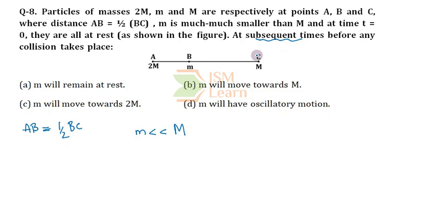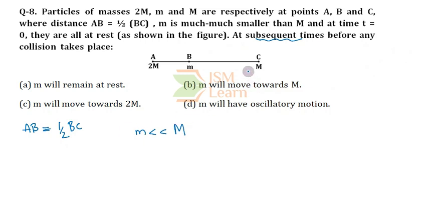So what do subsequent times mean? After the time proceeds further, what happens before collision, what kind of movement of the mass m takes place. We need to identify whether this small mass m will move towards the capital M, or towards the mass 2M, or whether it will perform any oscillatory motion.